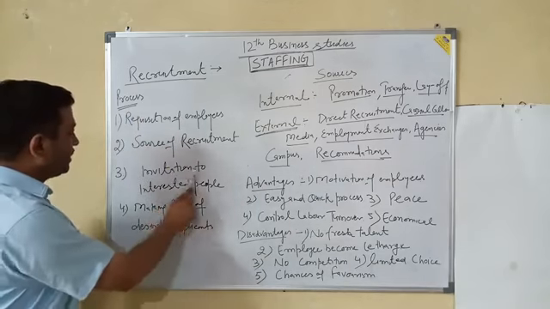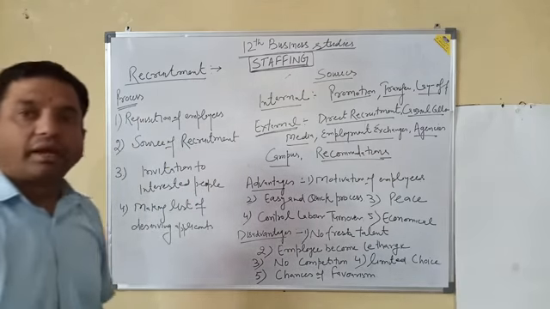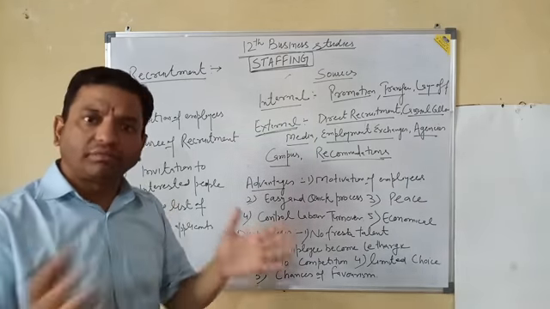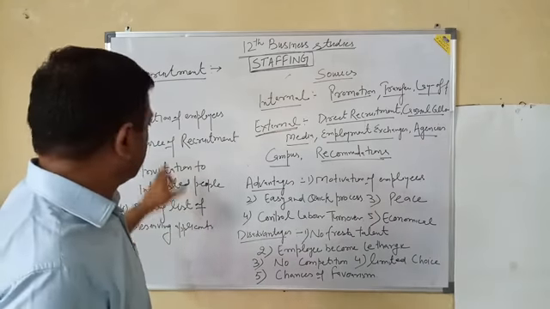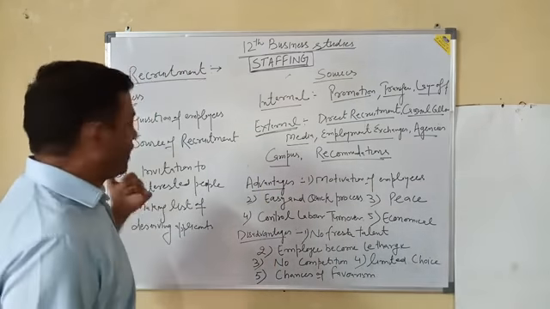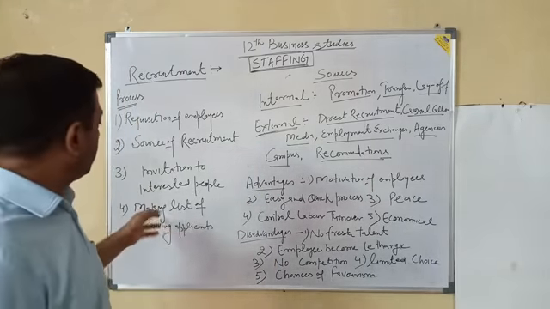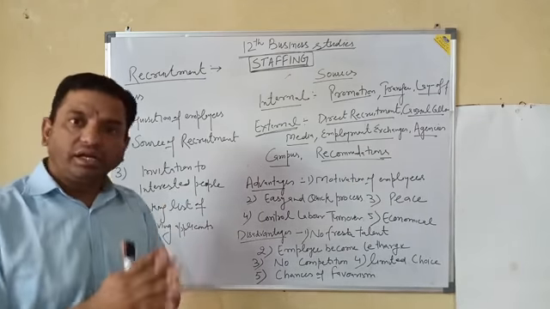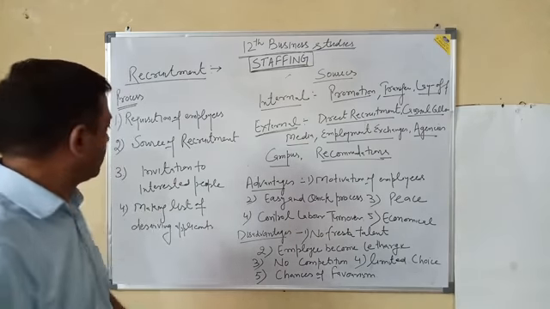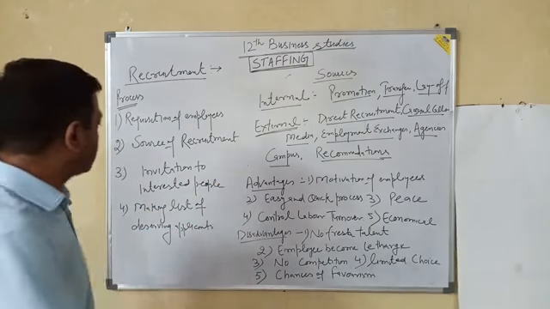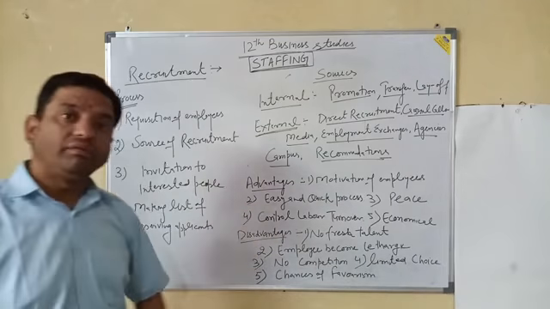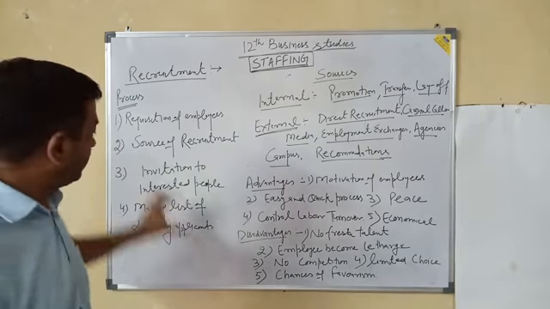The third step is invitation to the interested people. An advertisement will be given either in the newspaper or in any other media, in which the company will mention the required qualification and the required number of people. The need of the employee, in the form of his qualification, will be mentioned in that advertisement. That is the invitation.